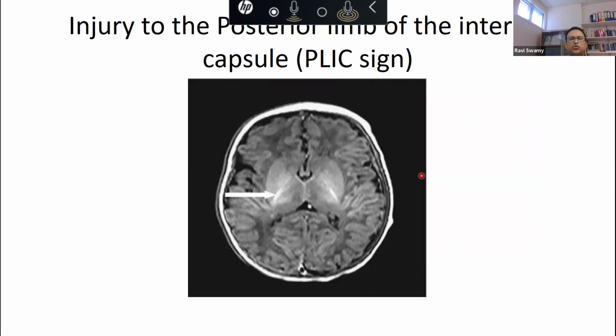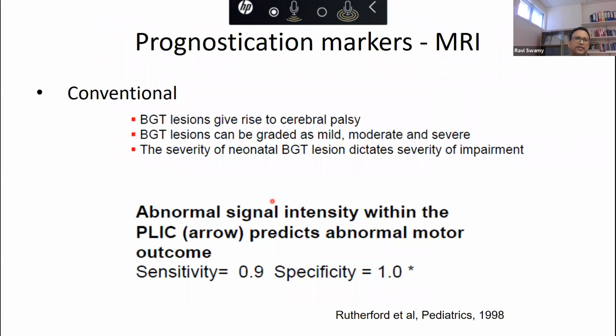The second thing which you look for is something called the PLIC sign, which is basically the posterior limb of internal capsule. So this is the internal capsule, and this is the posterior limb. Usually internal capsule runs from there. That is the anterior limb, and this is the posterior limb. And in HIE, you will see the posterior limb of internal capsule show echogenicity. So if you see this echogenic signal coming from the posterior limb of internal capsule, then you know this child also has changes of HIE, and this child will be at high risk.